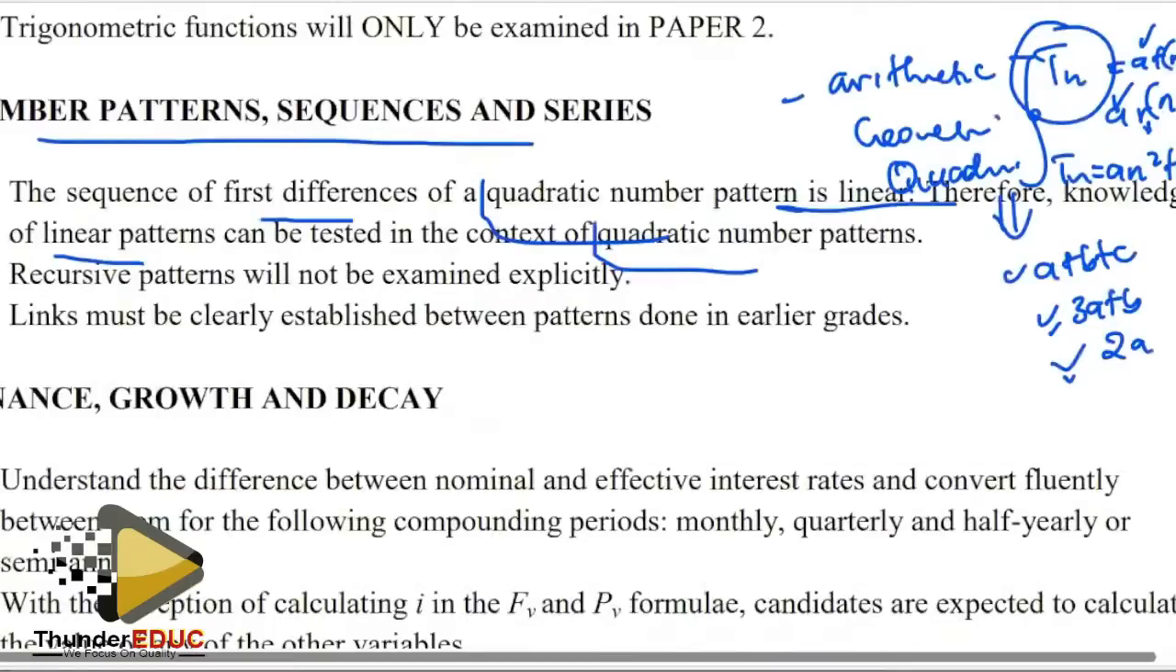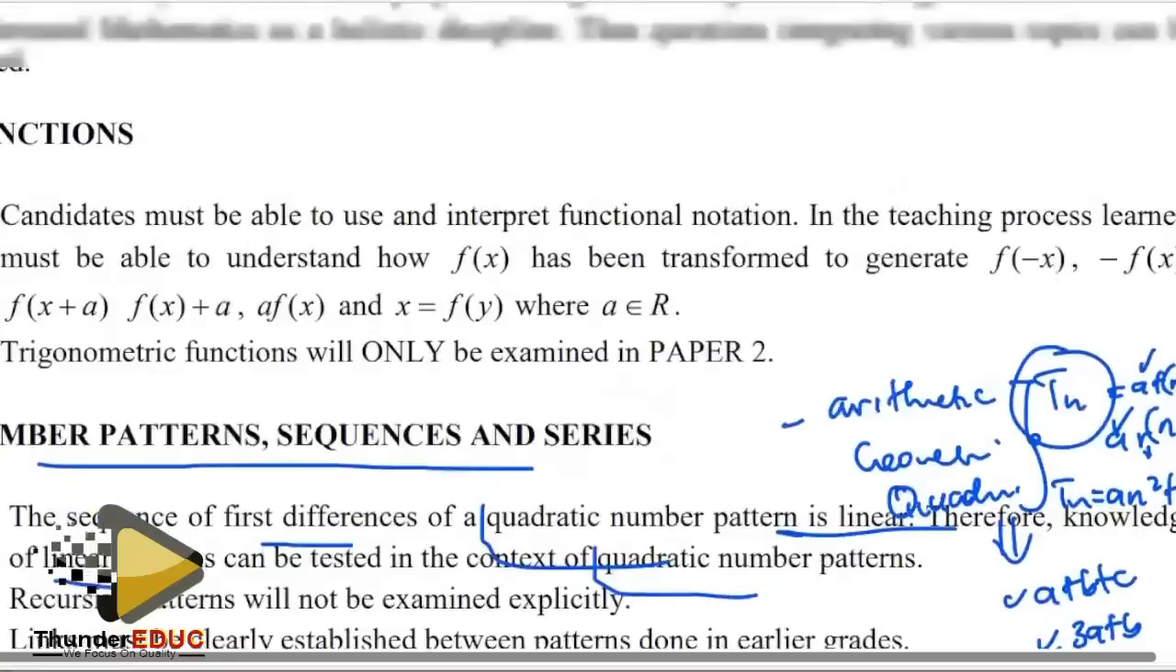Okay? The next we have what we call the functions. I'll just go up a bit. Functions.